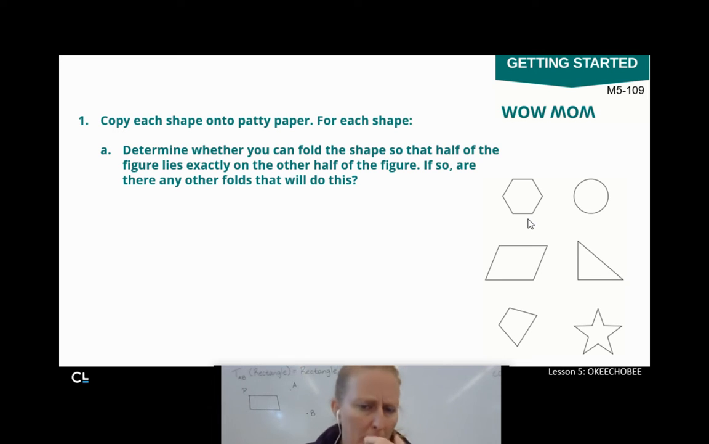If so, are there other places you can fold to make it do that? Go ahead and play around with these shapes, and instead of folding it, you may just want to draw a line through where you would fold it to make the two sides map onto each other. So hit pause, see what you can find, and then hit play when you're ready to check your work.